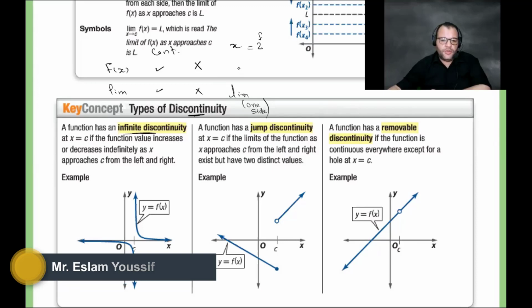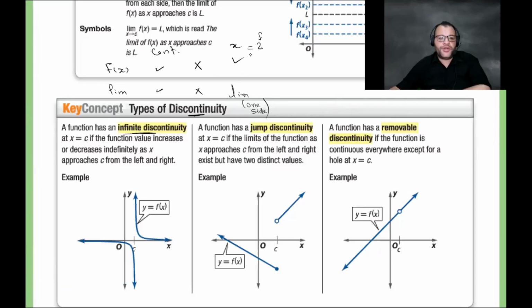Sorry, there is a value for the function, and when x equals here, there is a limit only from one side. There is a value for the function and only one limit from one side. What if there is no value of the function but we have a limit? It will be removable discontinuity. It means there is one value at the denominator which makes the function undefined.